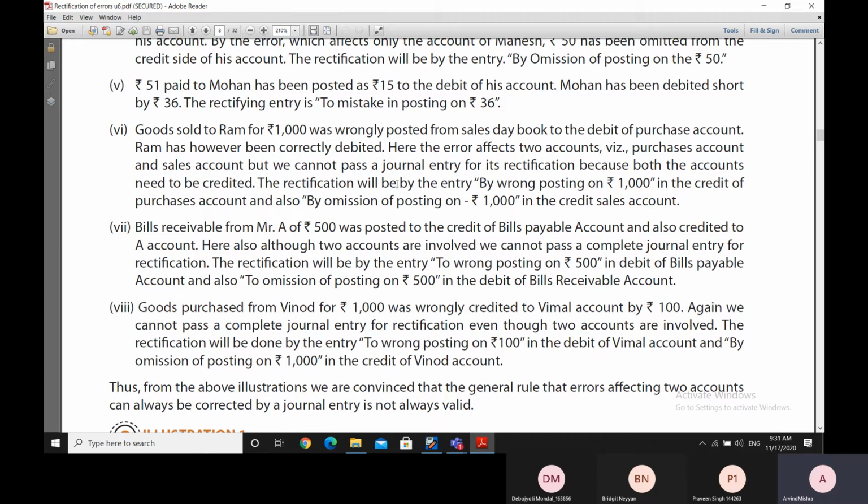So we'll make an entry into both accounts. We'll write an entry saying "by wrong posting of ₹1000" in the credit of the purchase account, and in the sales account an entry "by omission of posting of 1000".